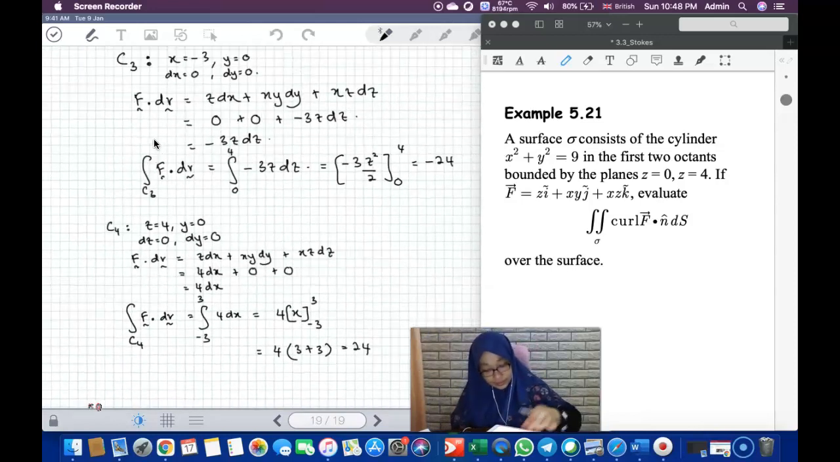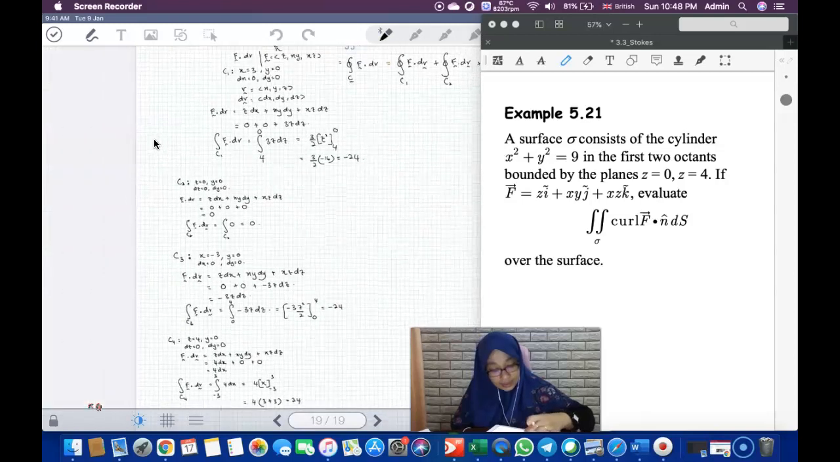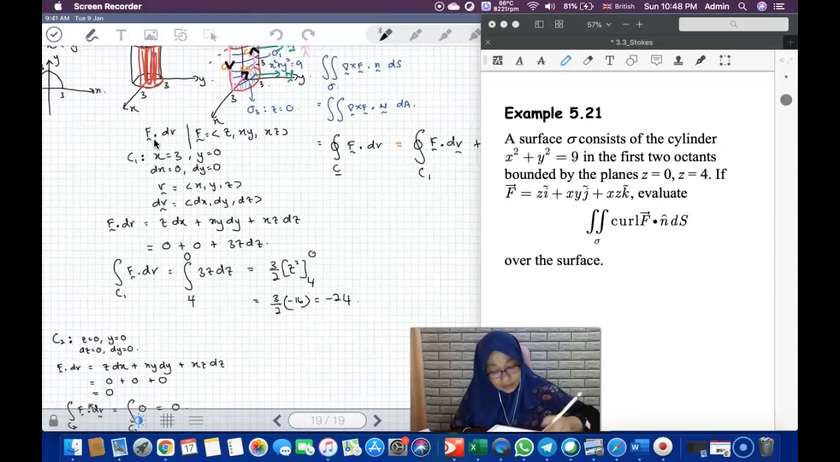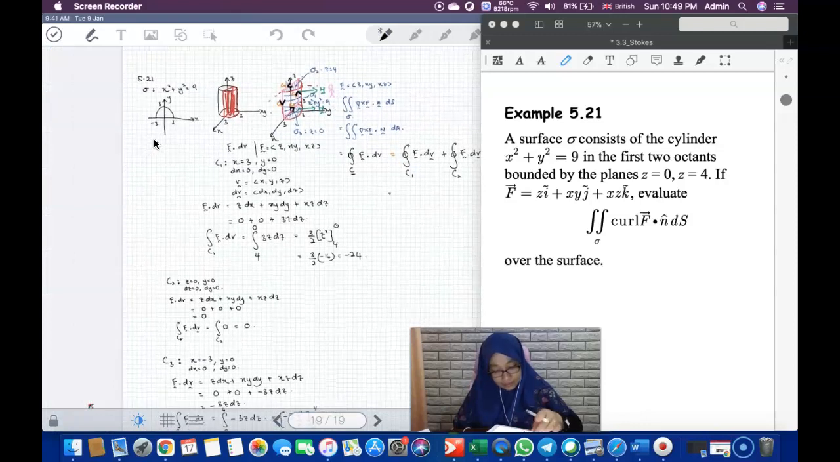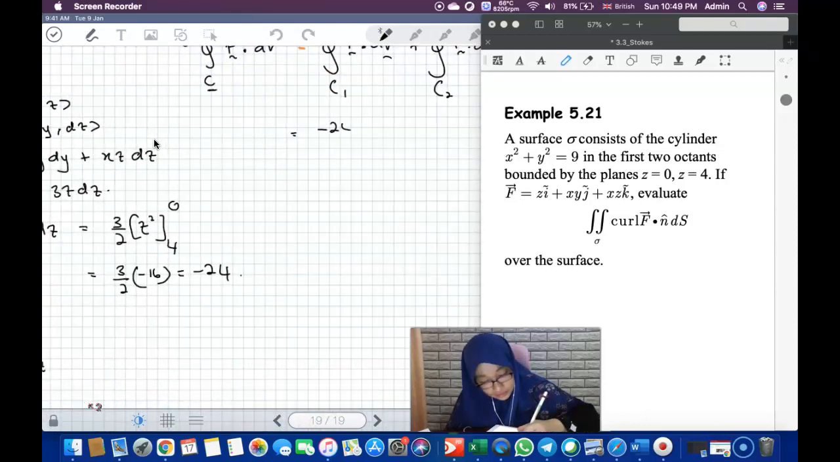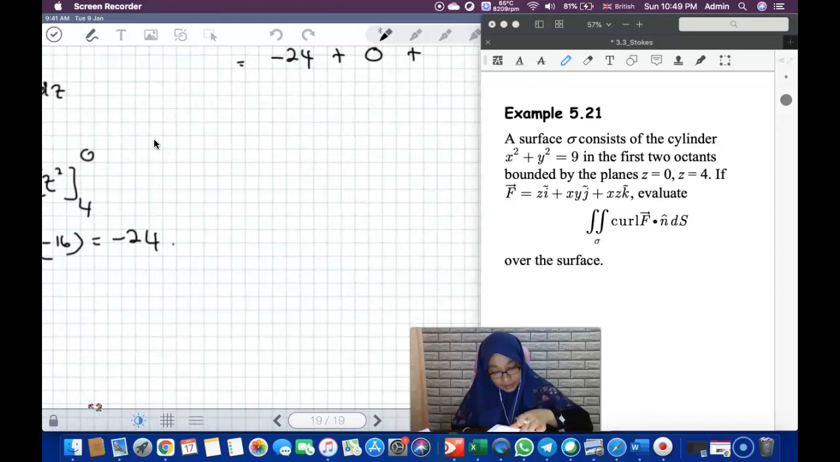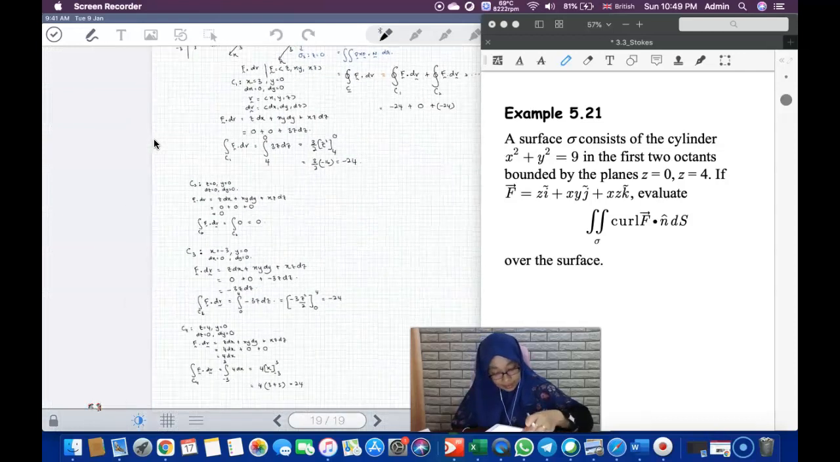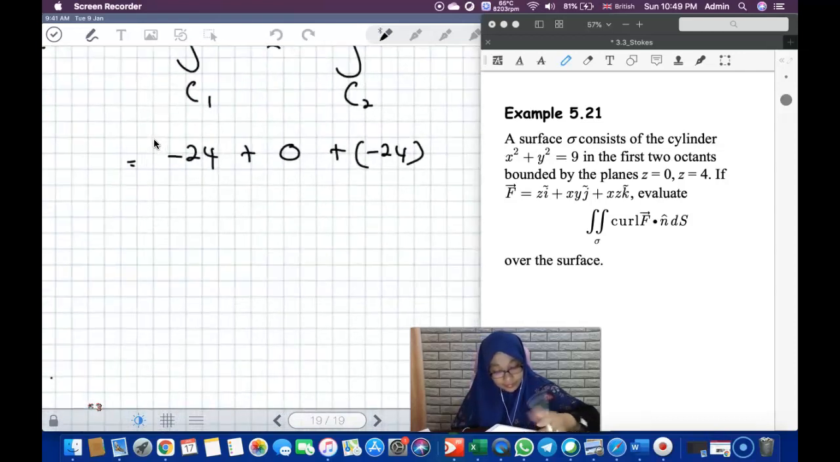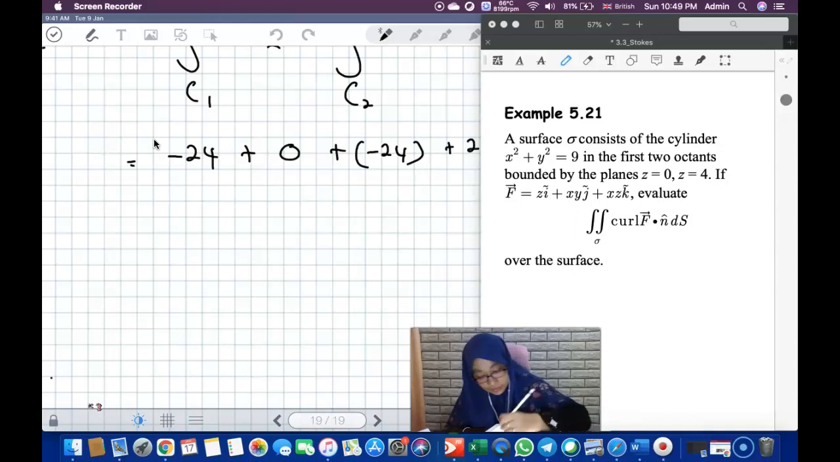Then we have to total up all the C. C1 just now we got minus 24. C2 we got 0. C3 we got minus 24. C4 we got 24. So when we total them up, the answer is minus 24.